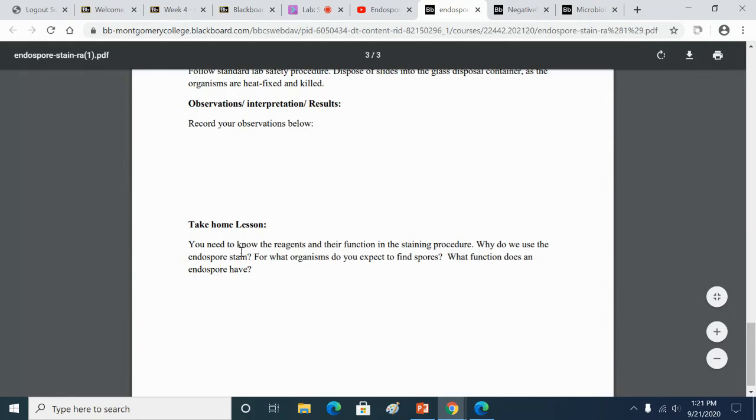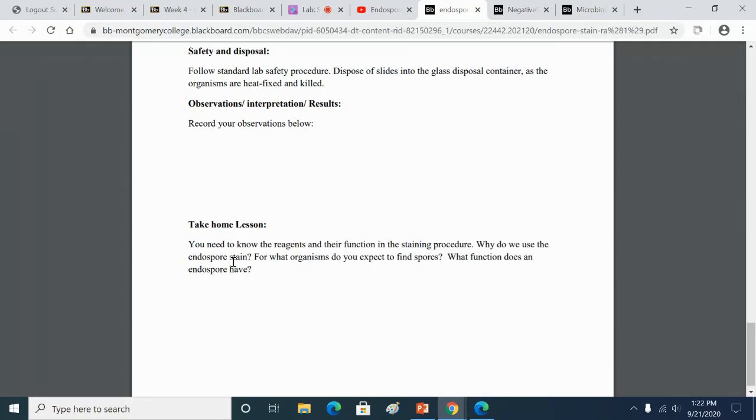So why do we use the endospore stain? To be able to see endospores. Right, so the purpose is to find spores. And again, the malachite green is the traditional way to do spore staining. And it's still a very common way to do it, but as I mentioned last time, you can use the acid-fast stain to look for spores as well. But malachite green is the traditional staining technique.